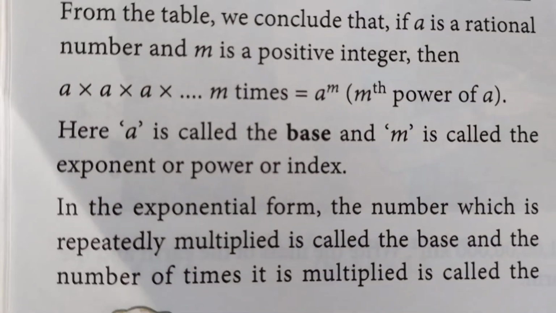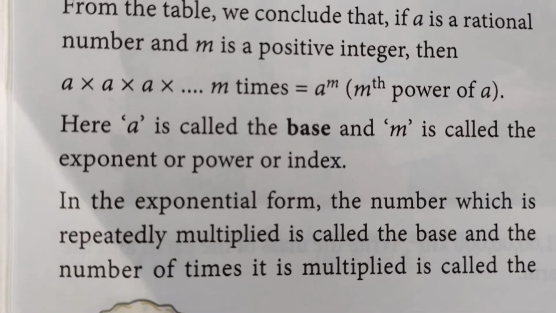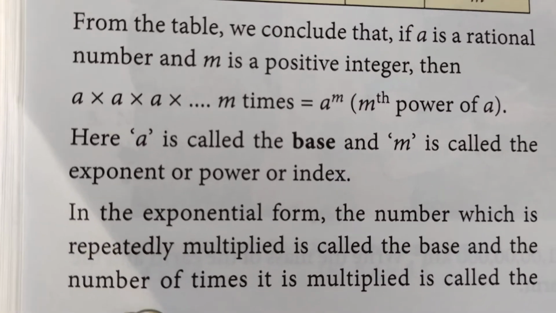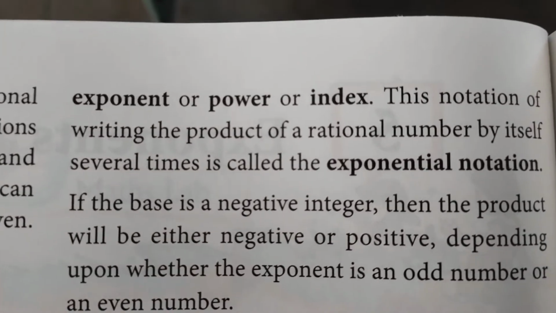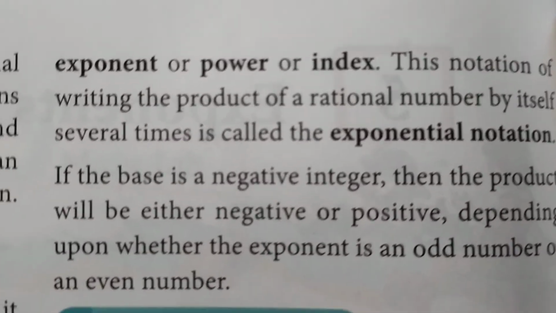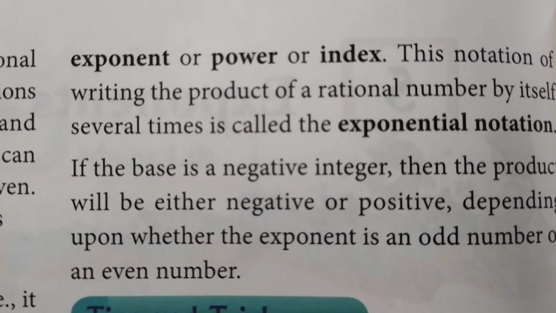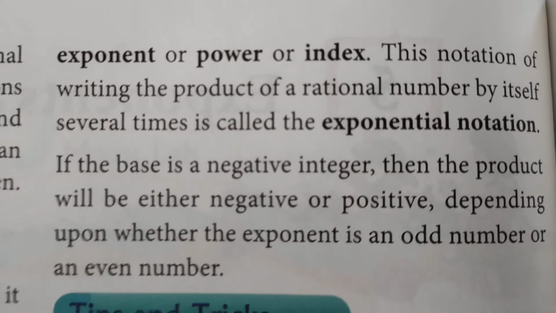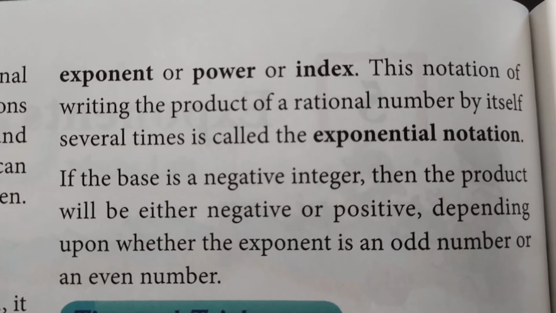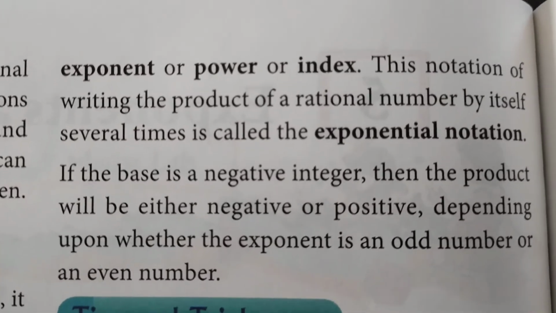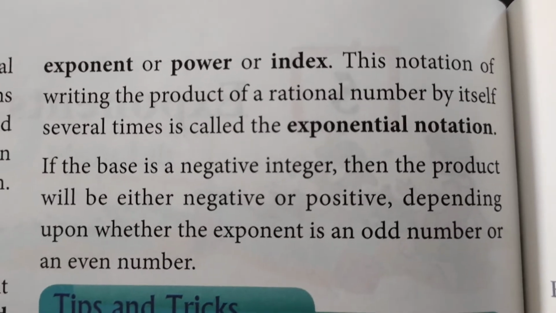So in this exponential form, the number which is repeatedly multiplied is called the base. The number of times it is multiplied is called the exponent, or power or index. The notation of writing the product of a rational number by itself several times is called exponential notation. If the base is a negative integer, then the product will be either negative or positive depending upon whether the exponent is an odd number or an even number.